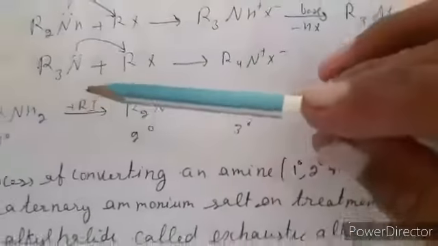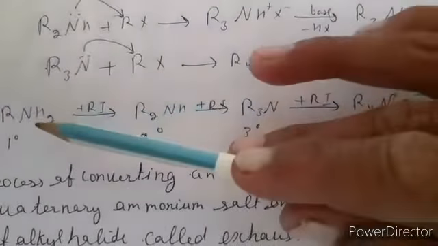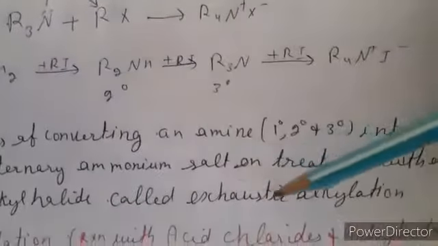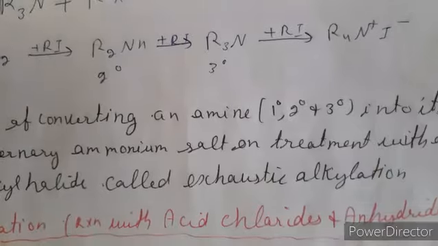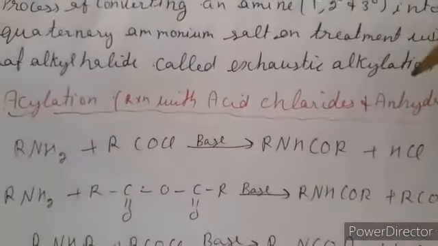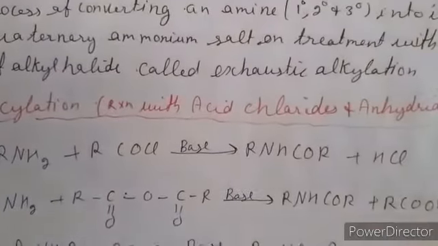If in place of R we use a methyl group, this process is called exhaustive methylation. Next reaction, acylation, or reaction with acid chloride and anhydride.